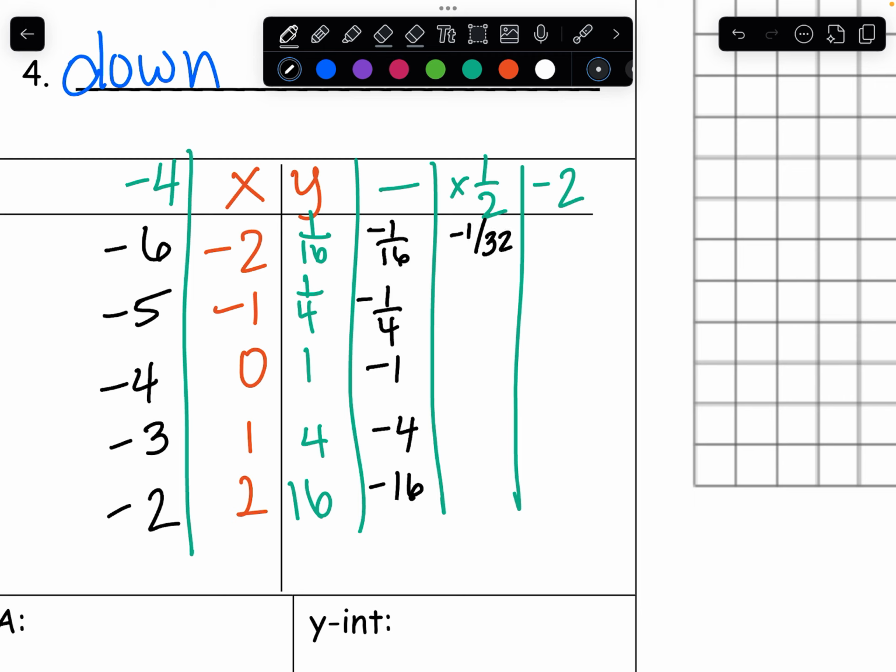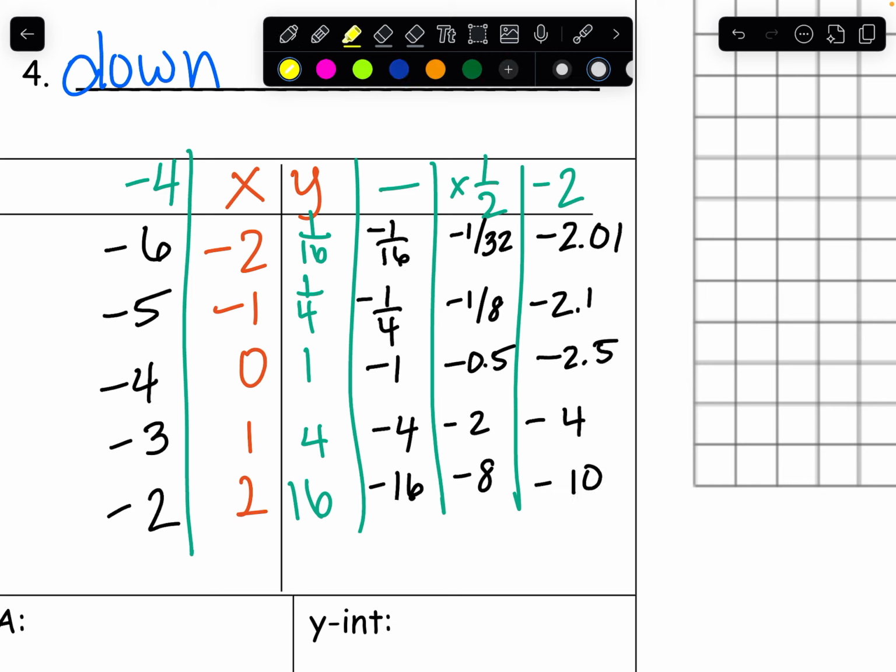I'm going to write this as a fraction just because I can personally do it faster, or as a decimal. It doesn't matter. Whatever makes your brain happier. Then I'm going to subtract 2, so I think this is like negative 2.01, negative 2.1, negative 2.5, negative 4, and negative 10. Again, with those decimals, we're just trying to get as close to that number as possible to get a guide to graphing it.